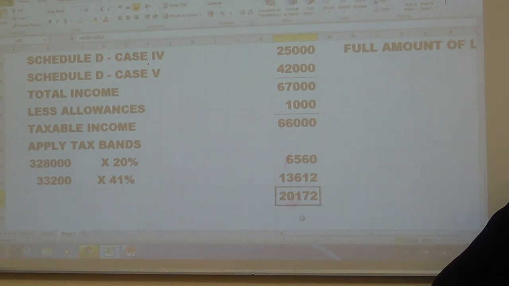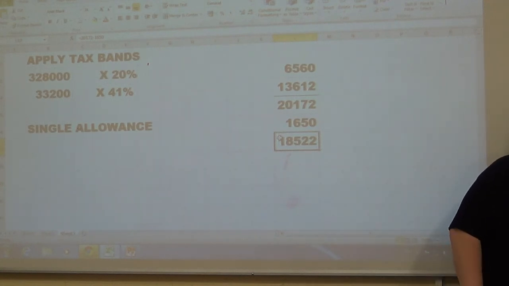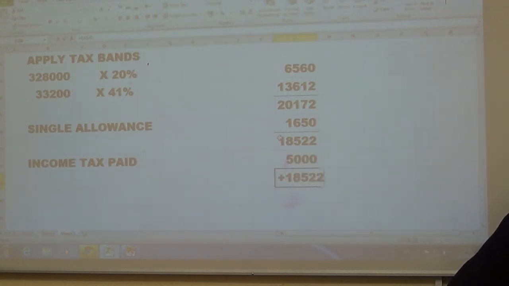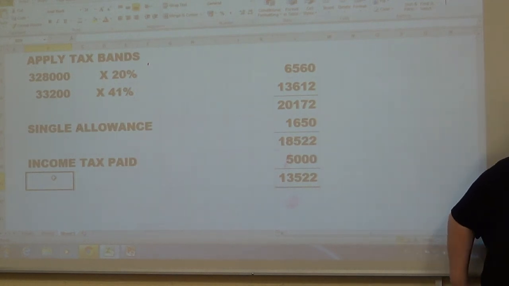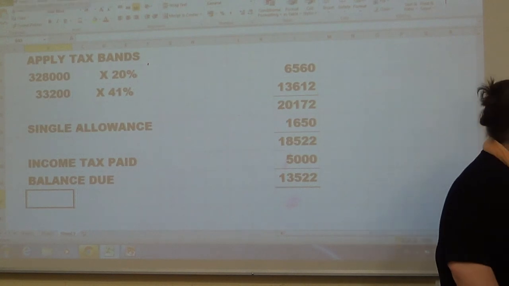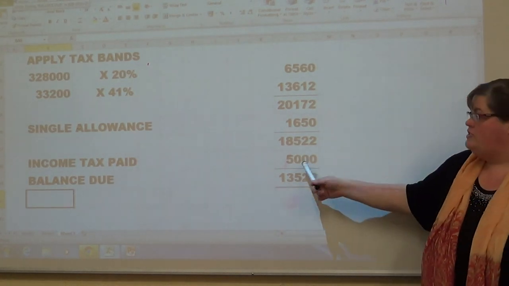Okay, so at the moment he owes 20,172. He's single, so we've got a single allowance of 1,650, which brings it down to 18,522. And he's allowed to take off the income tax paid by the company here now, the 5,000 the company paid. He's actually allowed to take that off as a refundable tax credit, giving us a balance due of 13,522. Okay, so you put it in as Case 4 on top, and then you're allowed to take off the income tax.